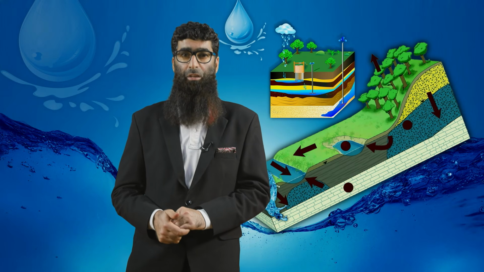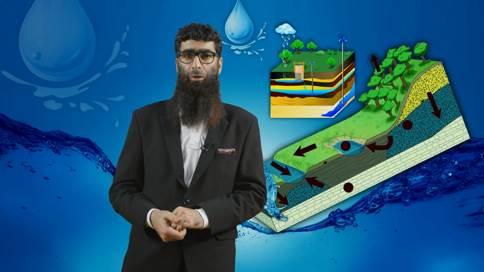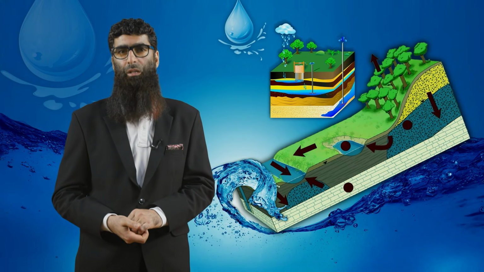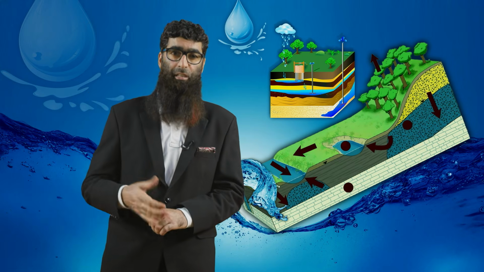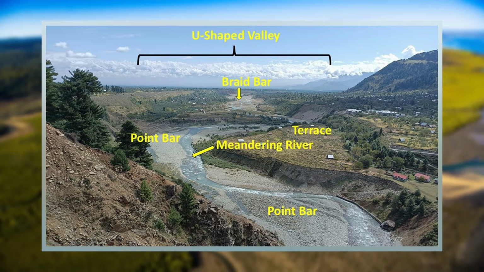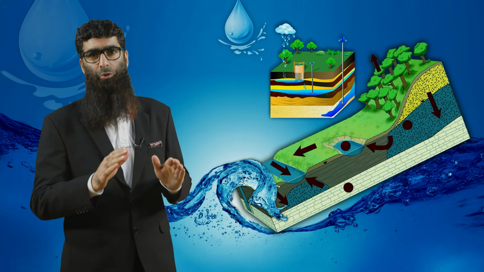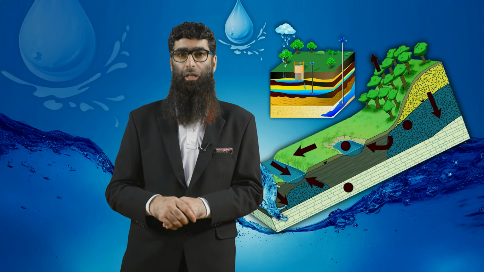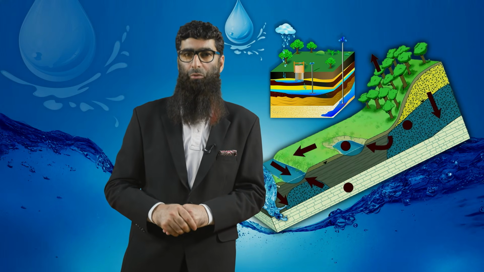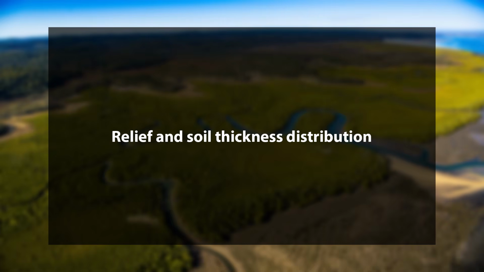The basin evolves faster, whereas low relief results in the formation of alluvial fans, braid bars, point bars, natural levees and meandering river patterns. Valleys are broad and U-shaped, water velocity decreases, vertical erosion lessens and lateral erosion is more. These geomorphological processes in turn control the development and spatial variation of soil thickness across different relief zones. Now, relief and soil thickness distribution.